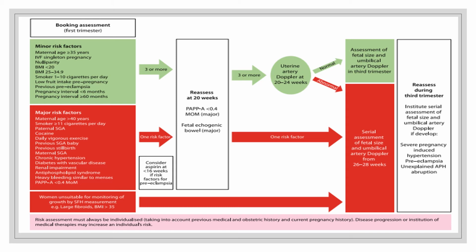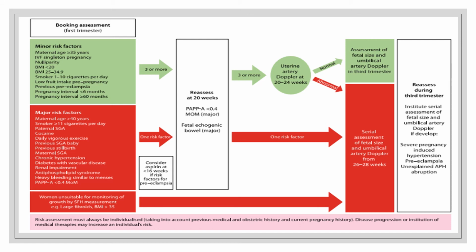So this says booking assessment is done in the first trimester. Minor risk factors are: maternal age over or equal to 35, IVF singleton pregnancy, nulliparity, BMI less than 20, BMI 25 to 34.9, smoker 1 to 10 cigarettes per day, low fruit intake, previous preeclampsia, pregnancy interval less than 6 months, and pregnancy interval greater than 60 months. So these are the minor risk factors.